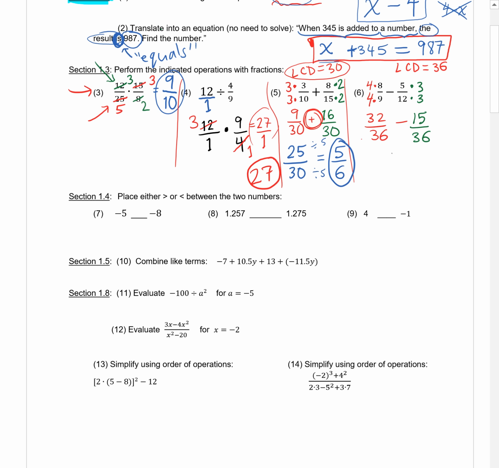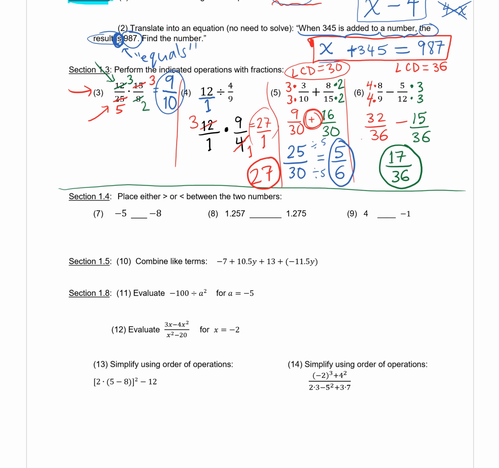And if I subtract those, I end up with 17 over 36, which I believe does not reduce, right? Because 17 is prime, and nothing divides into 36 that also divides into 17. So I think we're done with that one. All right.